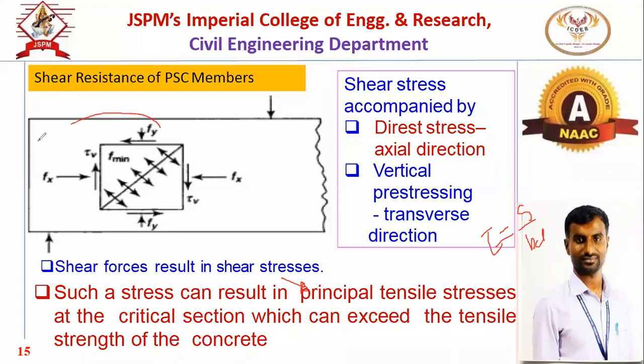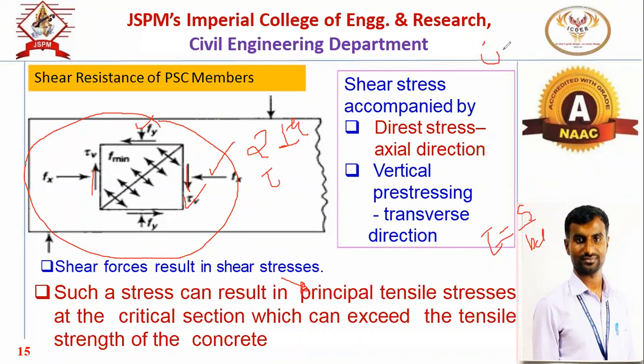Now see here, this is the particular section. Normal and transverse pre-stressing stresses or forces will be developed. Accompanied to that direct stress, the shear stresses are also present. This is the combination, meaning normal stresses in two mutually perpendicular directions. So what is this case? Normal stresses in two mutually perpendicular directions accompanied by the shear stress.